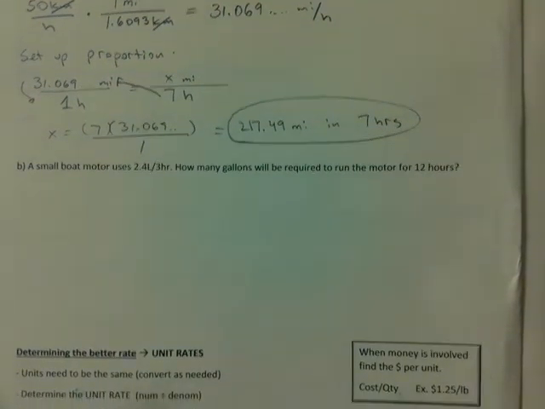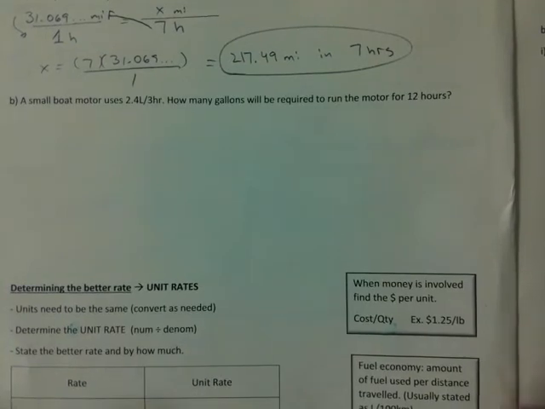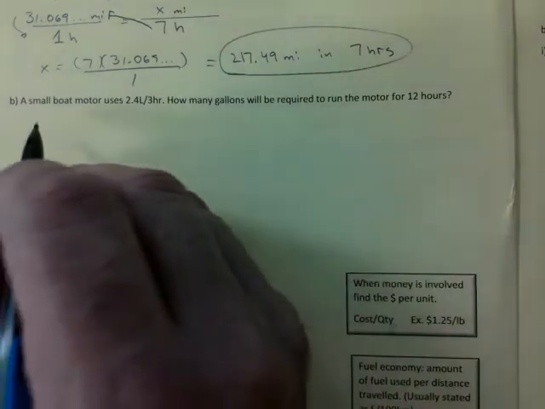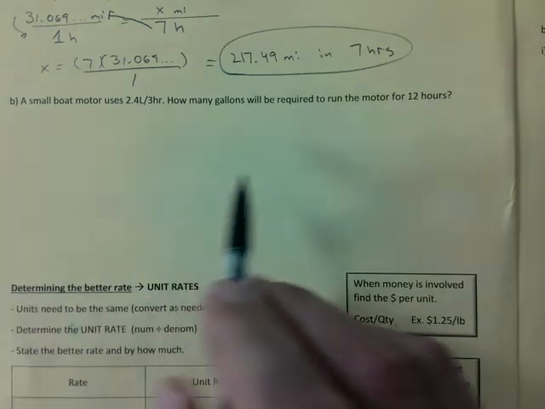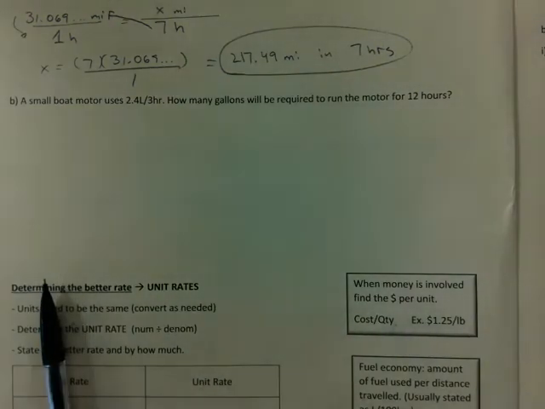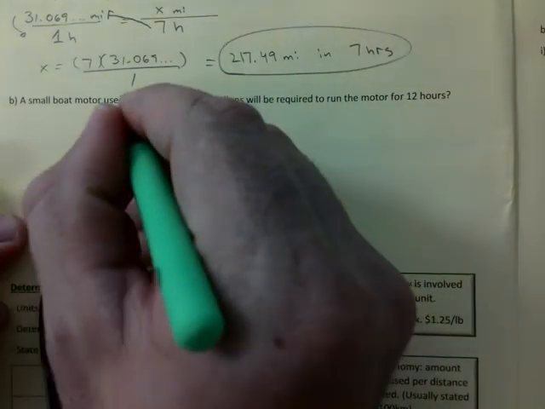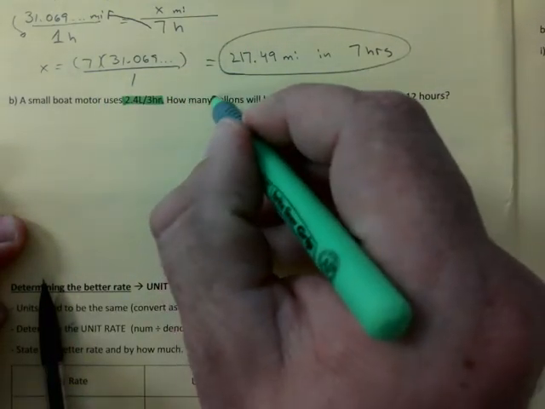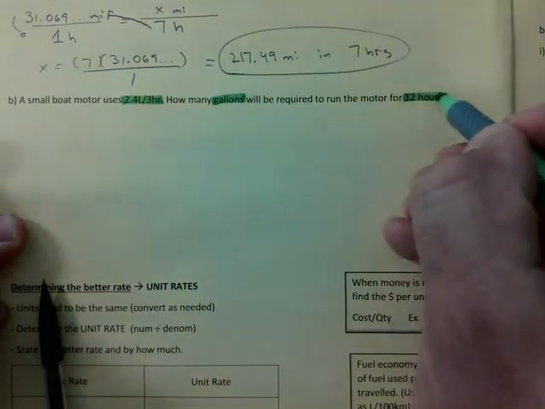Next. A small boat motor uses 2.4 liters in 3 hours, right? How many gallons will be required to run the motor for 12 hours? Okay. So 2.4 liters in 3 hours. So I need to know my gallons, right? Gallons. So this is a fact. It's important. I want to know how many gallons in 12 hours.